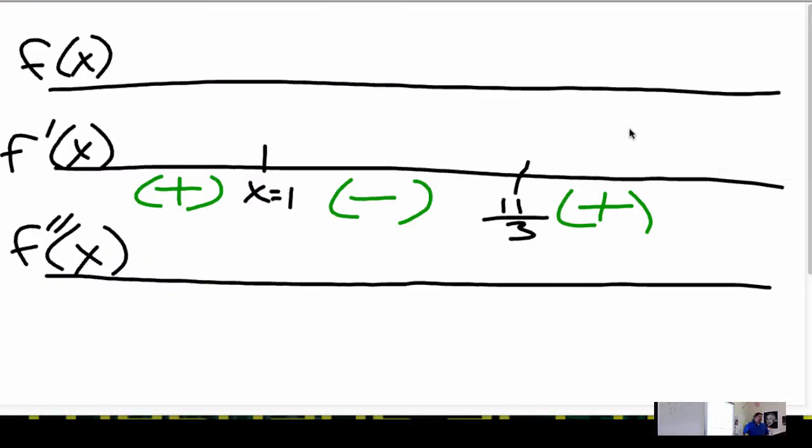Now what does that tell us about f of x? Well, what it tells us is that around x equals 1 and x equals 11 over 3, it's increasing, decreasing, and increasing, right? If we talk about the graph f of x, does that make sense? Does anybody have any questions? If you do, raise your hand, interrupt me.